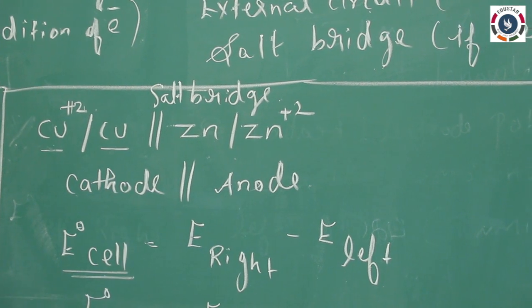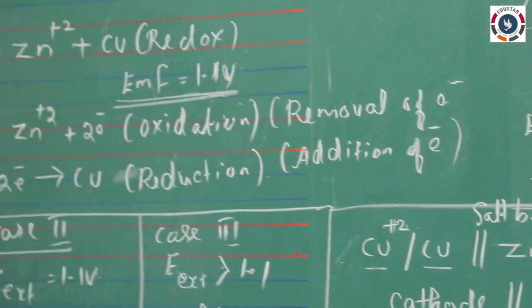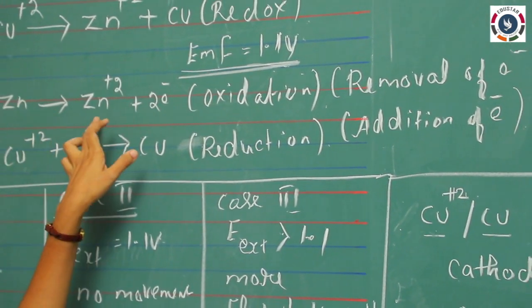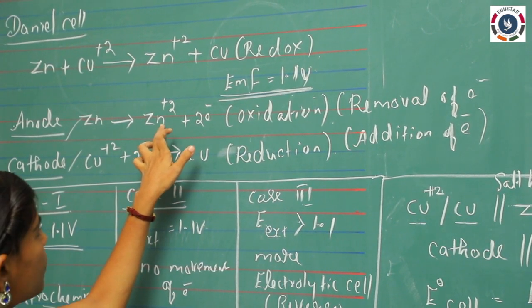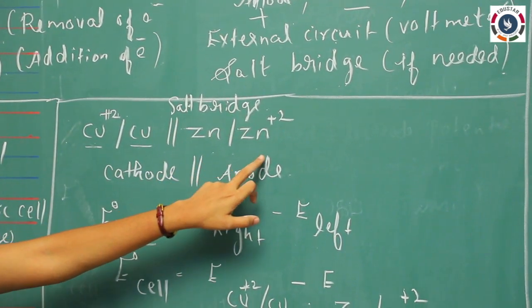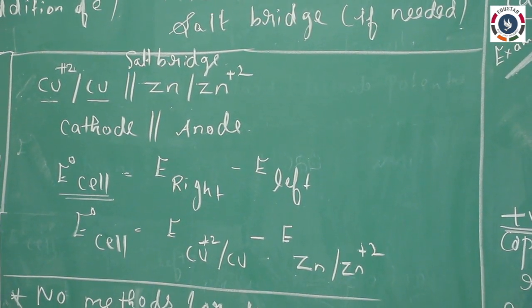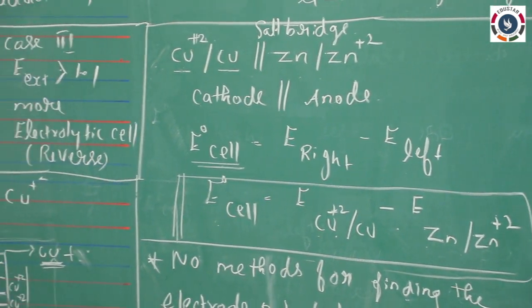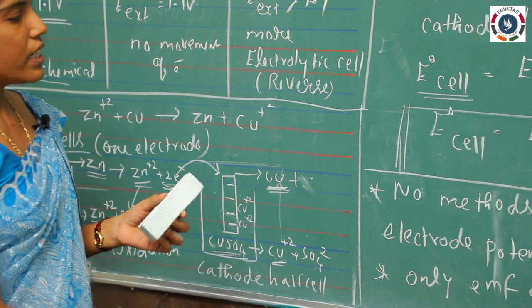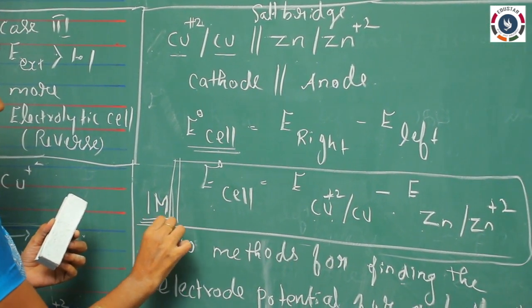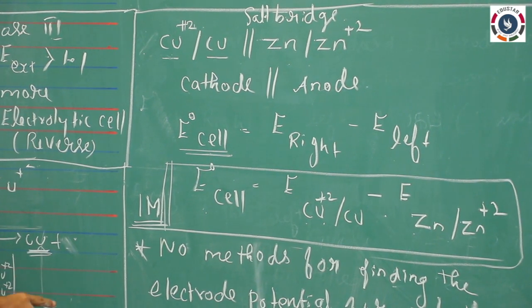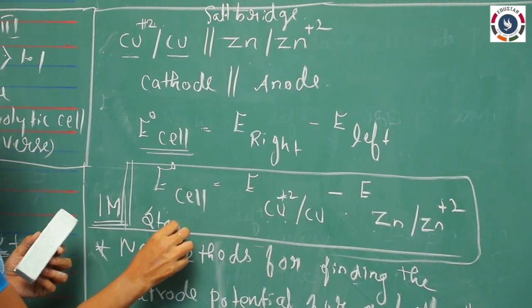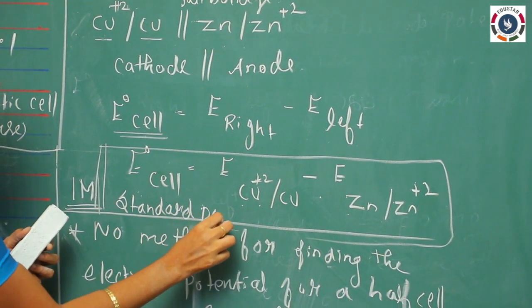Next we have to write the anode. In the anode, what is originally present? Zinc ions are originally present. So the zinc is written first, and after the reaction it gets converted to Zn2+, so I have written Zn2+. This is the basic EMF of the cell. Remember, if the concentration of the electrolytes is 1 molar, unity, then the potential will be called the standard potential.